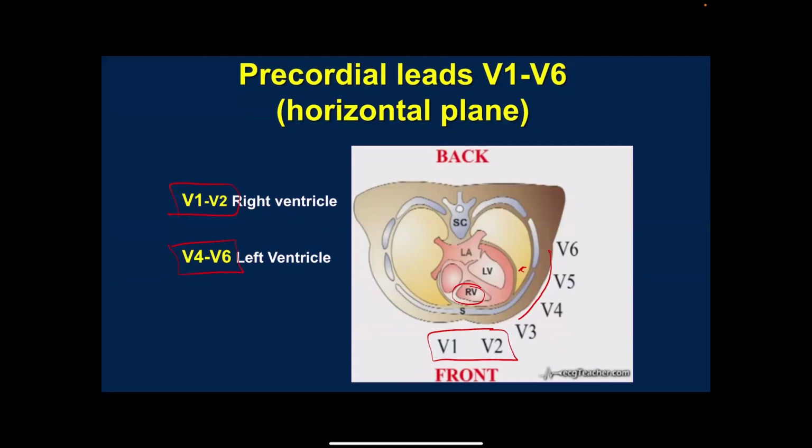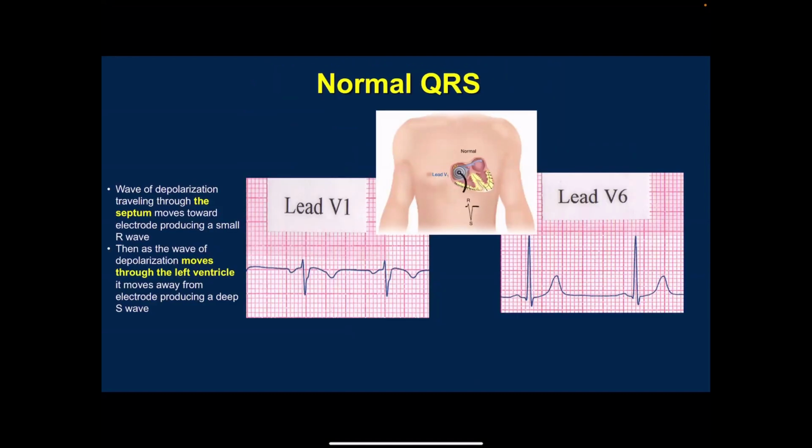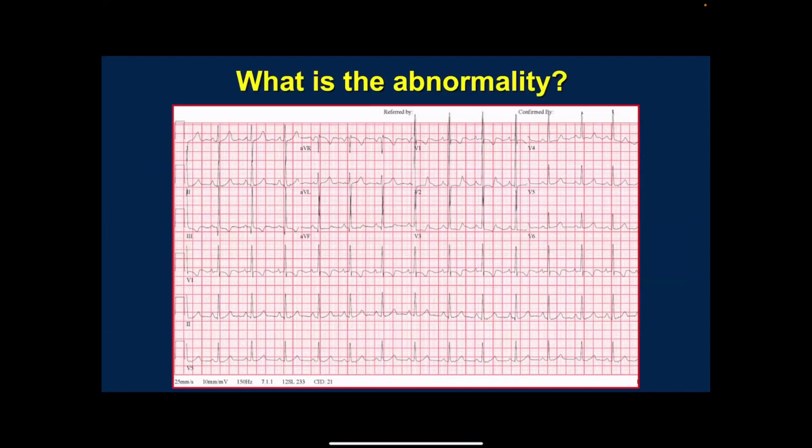So we need to see changes in V1 and V2. This means right ventricle hypertrophy. If we see the huge QRS in V3, V4, V5, and V6, it means it's left ventricular hypertrophy. Okay, this is just showing you the normal. You need to know normal, you need to know abnormal. Now here, can you guys guess what this is?